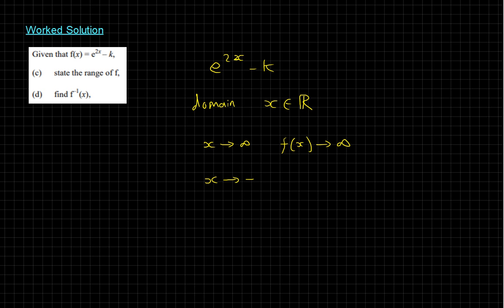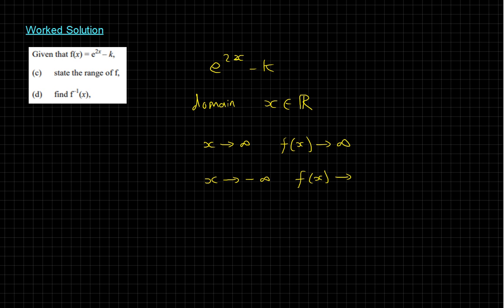As x goes to minus infinity, so x gets really, really small and negative, what's happening? So this e to the 2x, well, if you think about it, e to the power of something very, very small, and by small I mean negatively small, so minus a million, minus a billion, minus a trillion, this is going to become 0, or effectively 0. So therefore, as a whole, f of x will be going to 0 minus k, which is just minus k, isn't it?